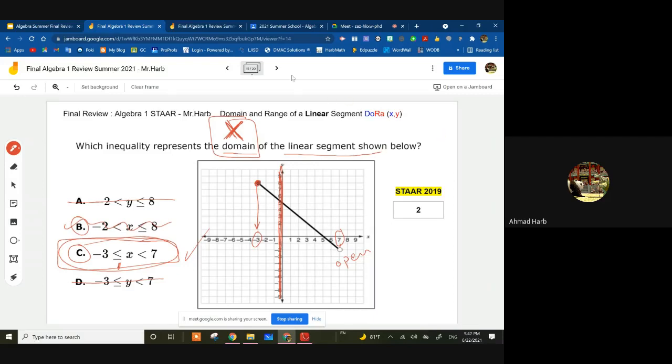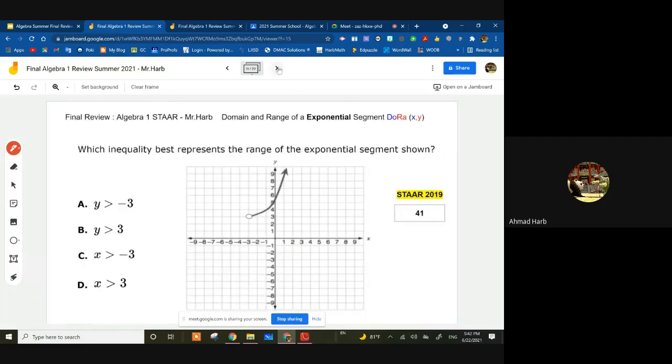Now the next one, asking about the range. So what is the range for this exponential function? The range are the y values. So that means you're going to scratch out all the x numbers. I'm not going to use any x numbers. Scratch them out. I don't want x, I want y.